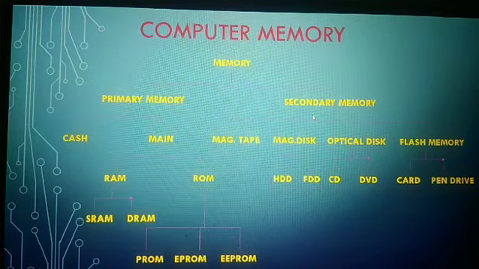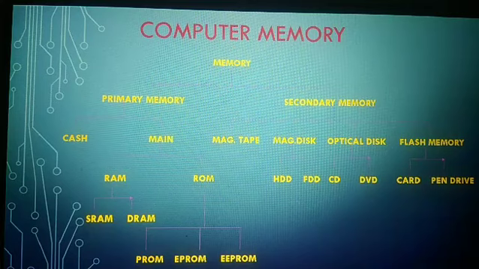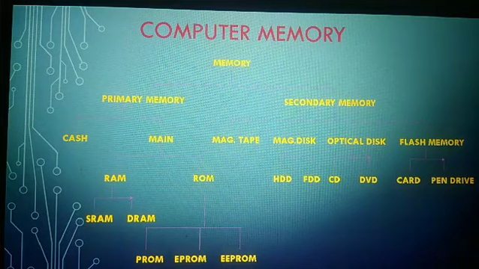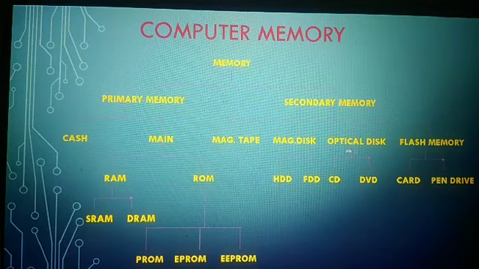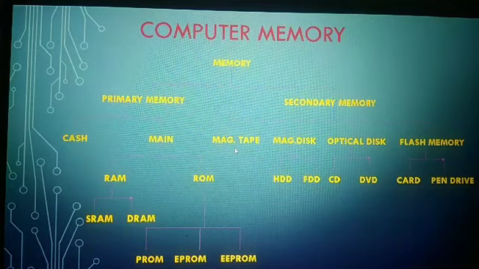Our next type of memory, secondary memory. So first we will see what is secondary memory. Secondary memory stores data permanently so that we can use it in future. We use different types of secondary memory to store our data and our information, like magnetic tape, magnetic disk, optical disk, and flash memory. First we will know about magnetic tape.